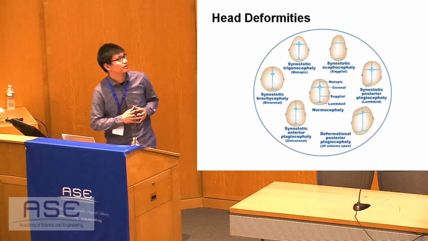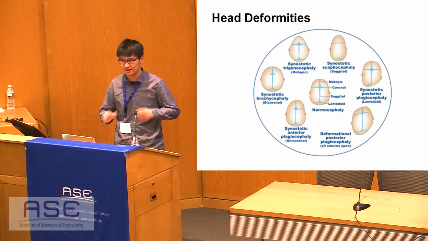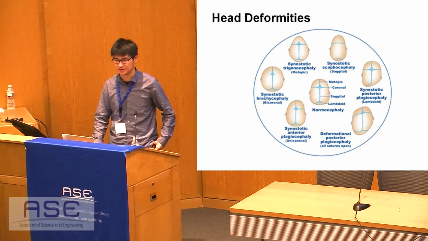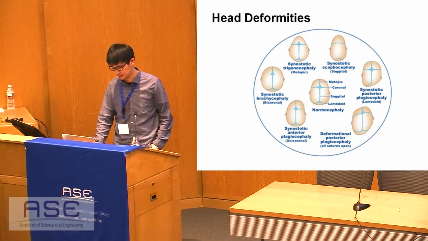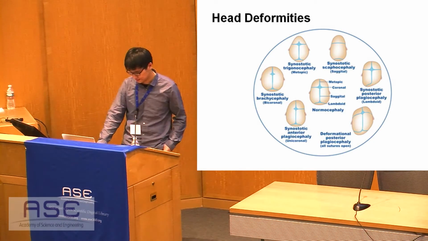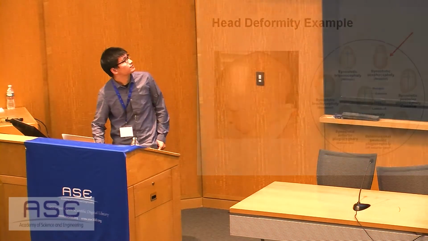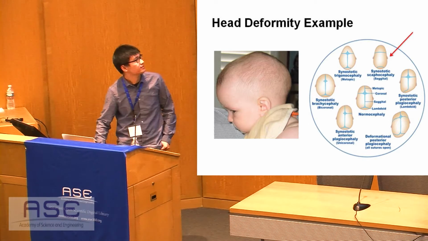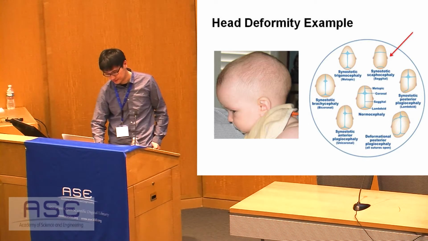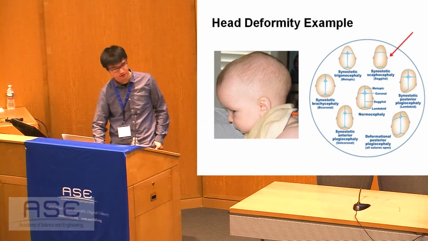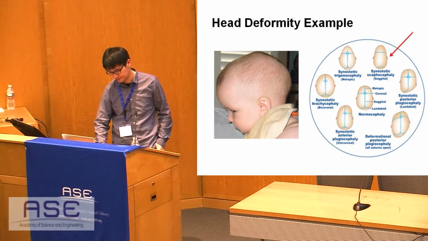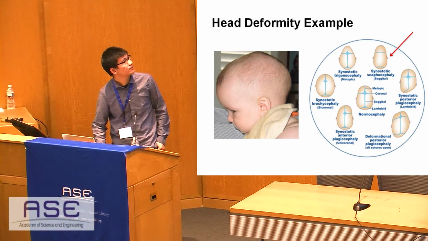And what we are trying to do is measure how the surgery is done, totally objectively and automatically. So here is an example. This baby was diagnosed with sagittal craniosynostosis, which is this case. That means this seam closed earlier than expected. So you can see there's a bulging in this baby's head.